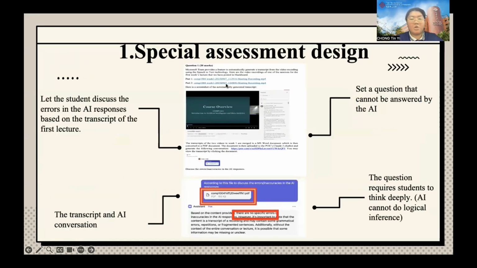So let's talk about the special assignment design firstly. You can see from these questions. These are questions that the student discovered earlier in the AI response based on the transcript of the first lecture, and these questions cannot be answered by AI. You can see from these figures, I gave a file containing the transcript and the AI response, and asked the AI to use this file to discover the error in the AI response. However, the AI answered that there were no special errors. It said that the questions require students to think deeply, and the AI cannot do it.